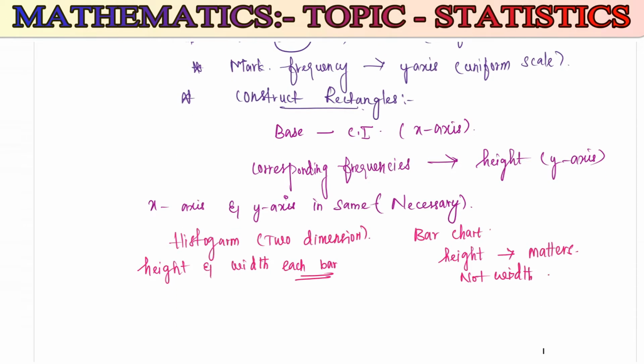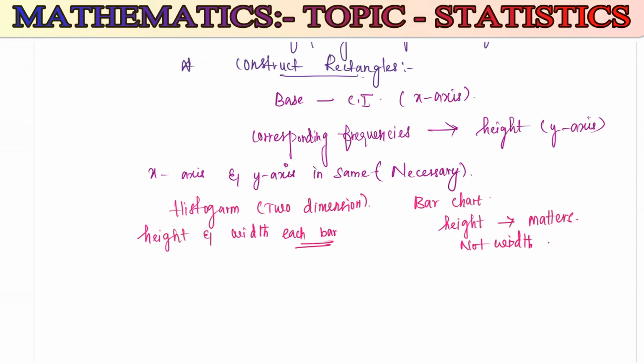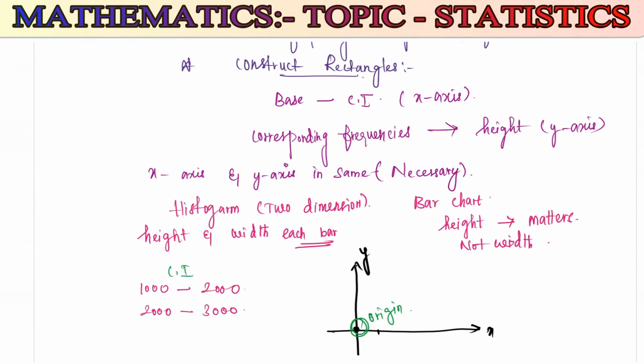One more condition you have to remember: when the scale along the x-axis does not start at the origin, sometimes the frequency or the class interval is going to start from 1000 to 2000. In this condition, this is a graph intersecting the x-axis and y-axis, and we take that point as the origin. The class interval is not compulsorily starting from 0. Even consider it as 1000. Unit scale you can consider as 1000 also.